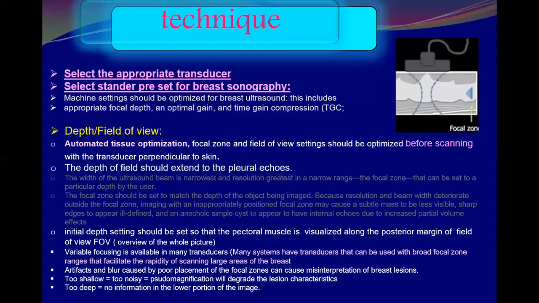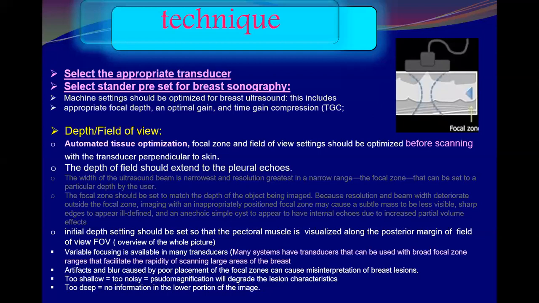First of all, we have to select the appropriate transducer for the breast examination. Then we have to do pre-setting for the breast sonography. Pre-scanning, we have to optimize the depth or the field of view and appropriate time gain compensation or optimal gain. So we discussed last time the field of view and the depth.